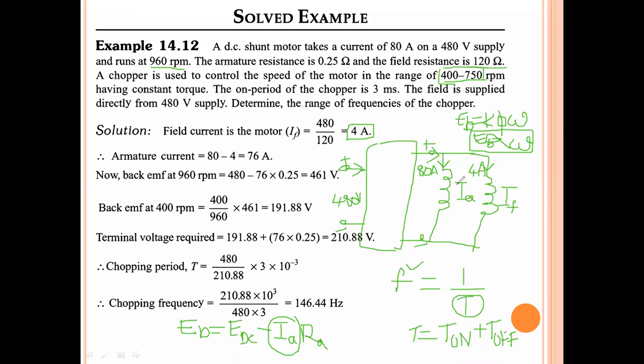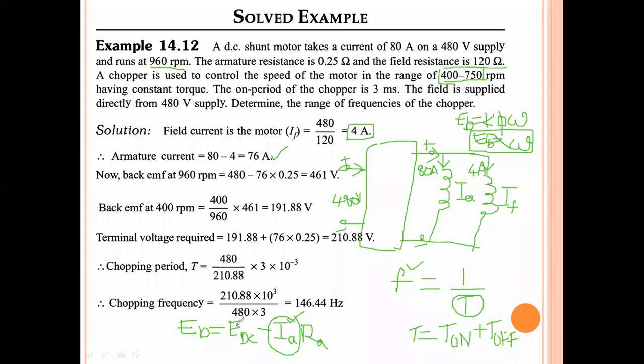So what about this IA? IA will be 80 minus 4. The total current is 80 and 4 amperes is going into the field circuit, so 80 minus 4 will give 76 amperes. So now we have calculated the armature current.